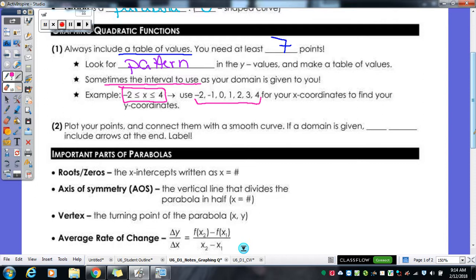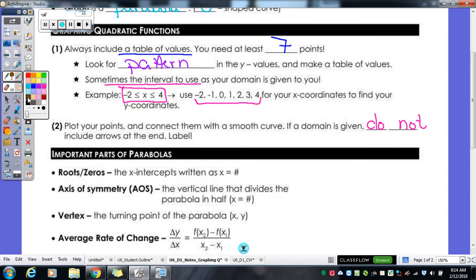If a domain is given, you do not include arrows on the ends of your graph, because all they want to see is just that part of the graph from -2 to 4. They want to see nothing else. So you don't put arrows on it. If they do not give you a domain, then you do put arrows, because that graph goes on forever. We're just looking at a small portion of the graph.